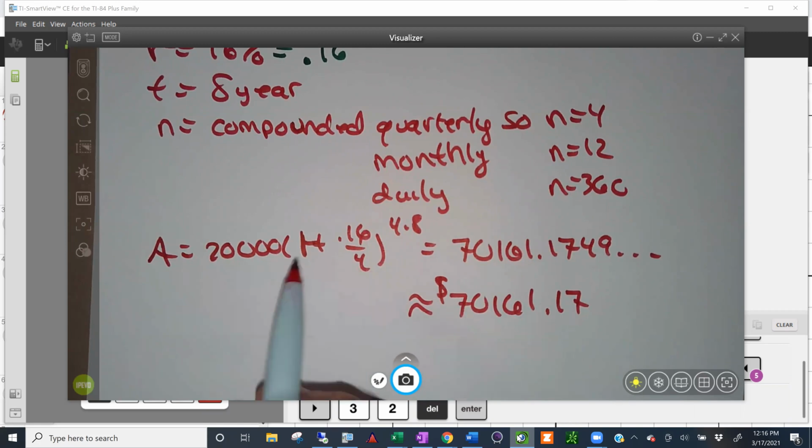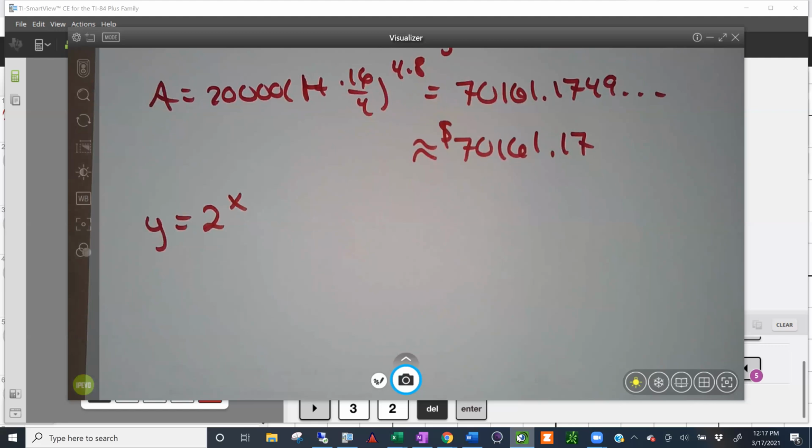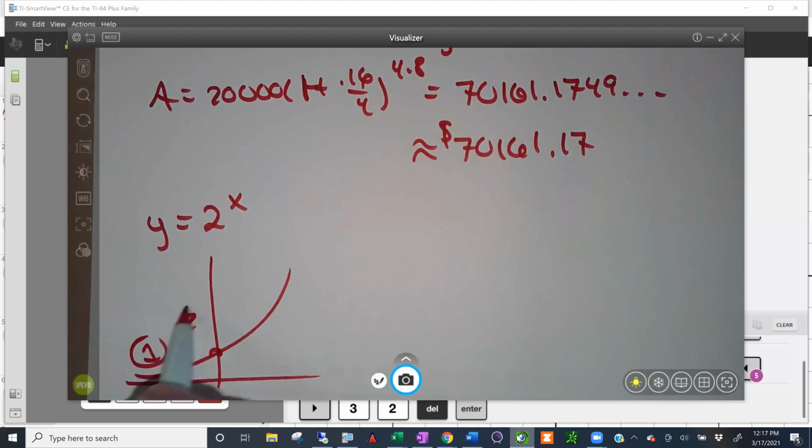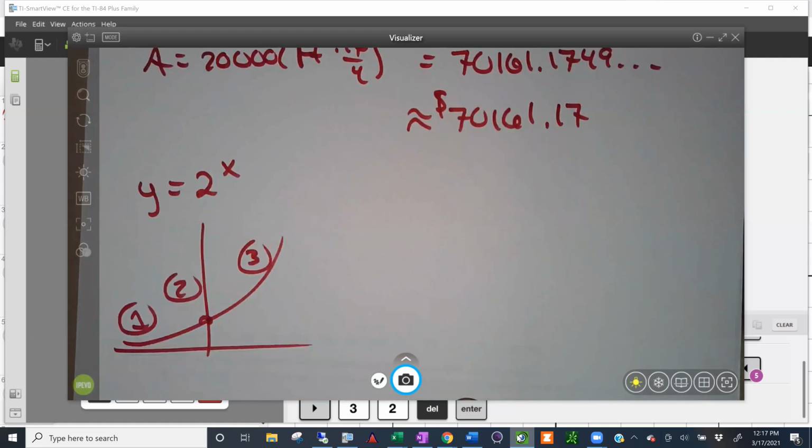But at the heart of this is an exponential function. And I showed you in my other videos some graphs of exponential functions, y equals 2 to the x. There's basically 3 features of this graph that I wanted you to know. One was that it came close to the x-axis. 2 is that it passed through this particular point in the y-intercept. And 3 is that it grows quickly, grows very quickly. Does anyone remember what that point is? What are the coordinates of it? 0, 1.